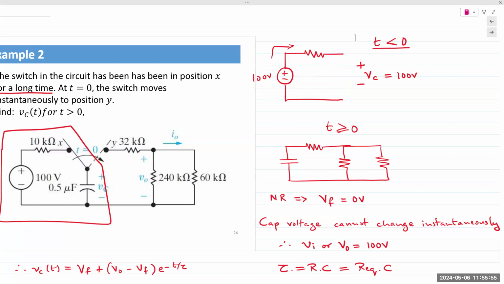Anyone? We just solved the entire problem based on this theory. It's 100 volts. Terminals are open. No current flows to the terminal, meaning there's no voltage drop across the resistor, meaning both ends of the resistors have the exact same voltage, 100 volts. So 100 volts is being applied to that capacitor.